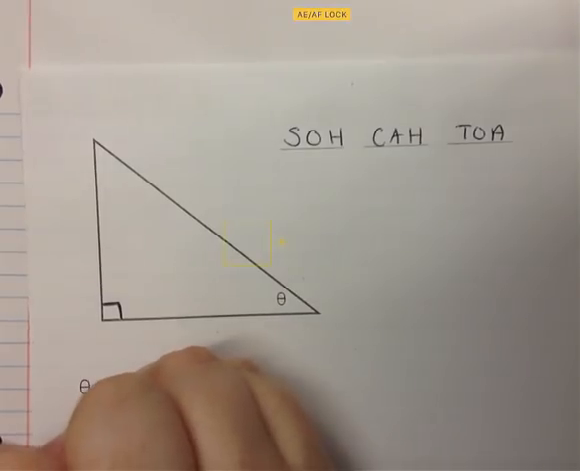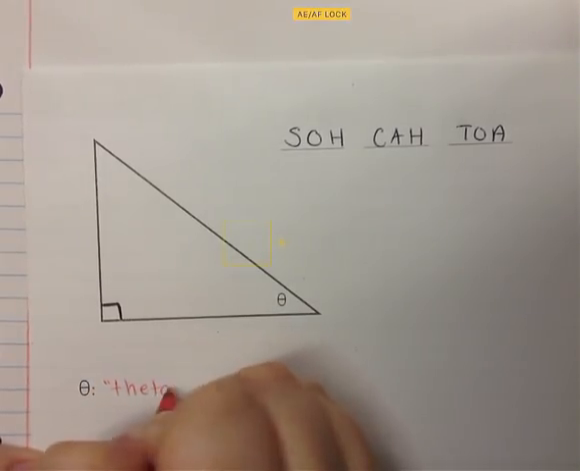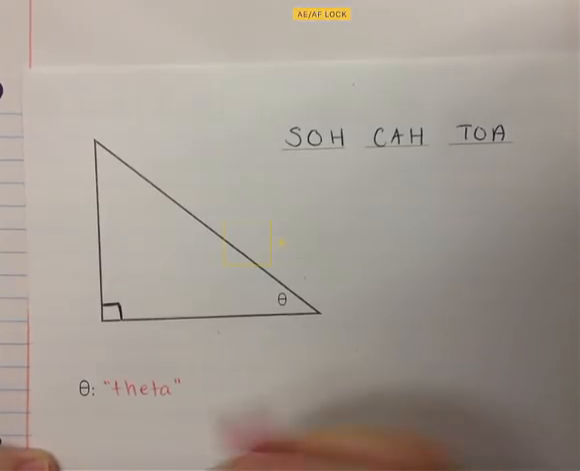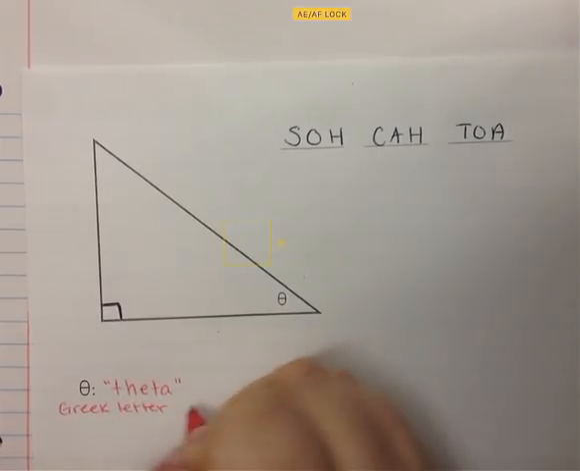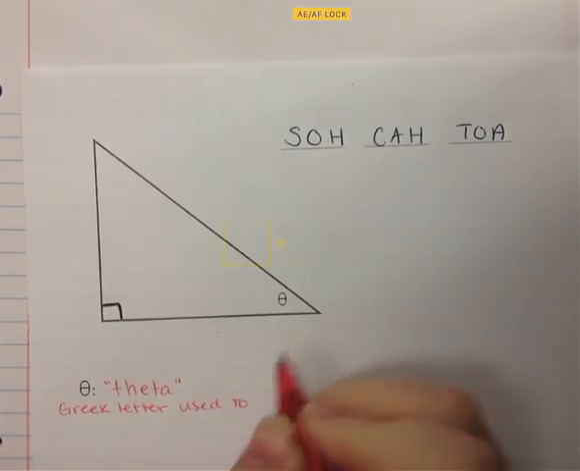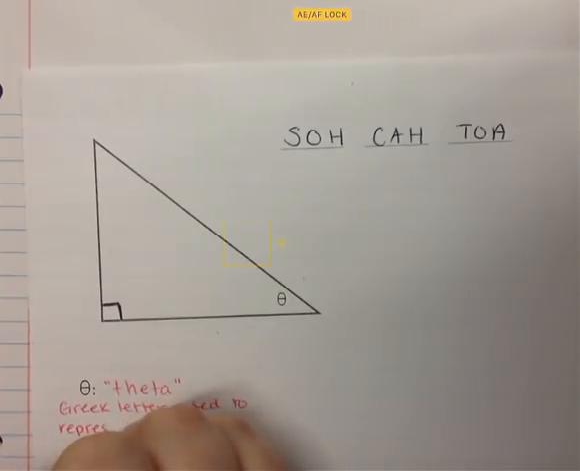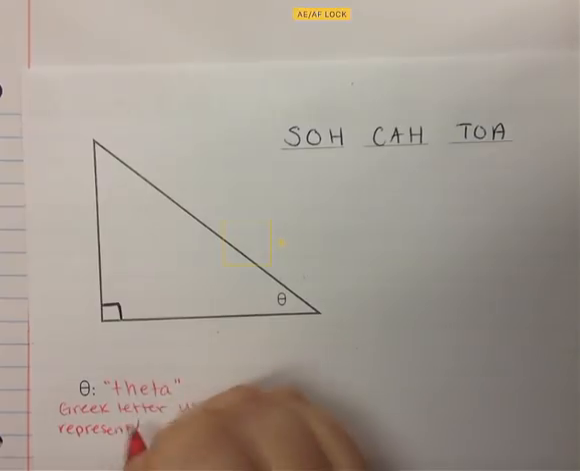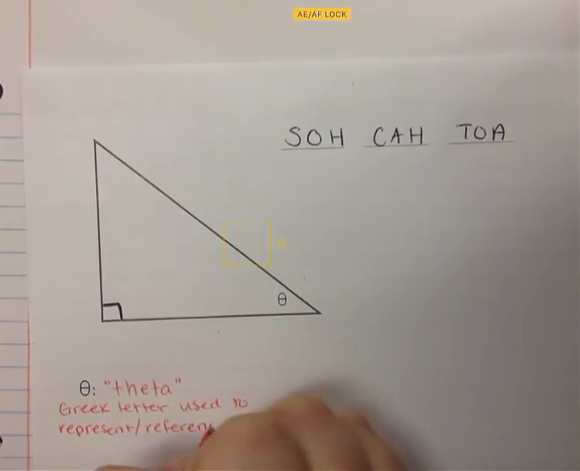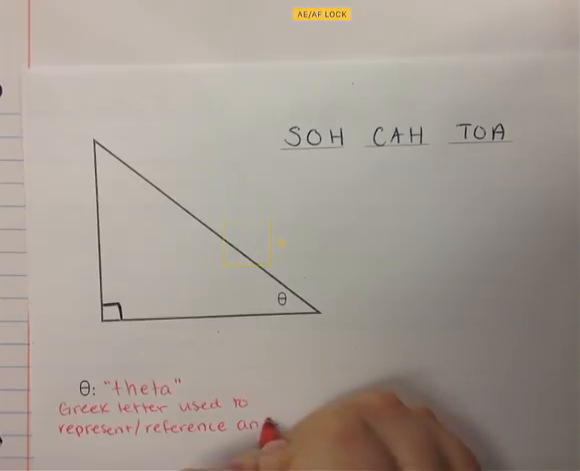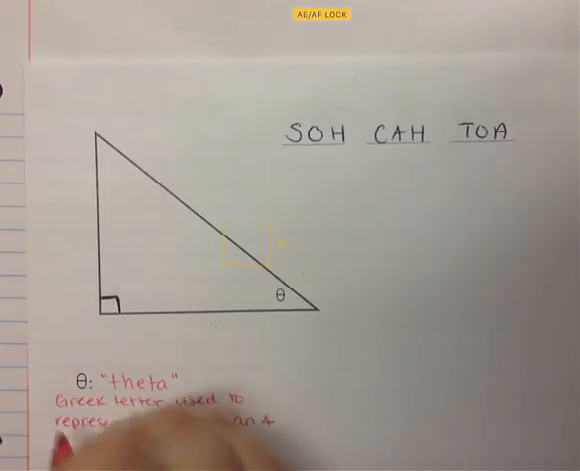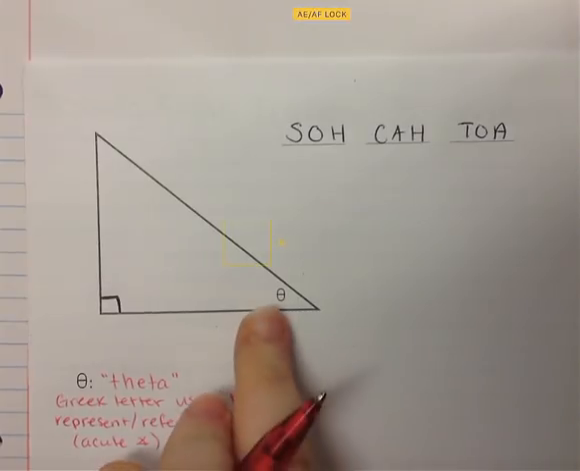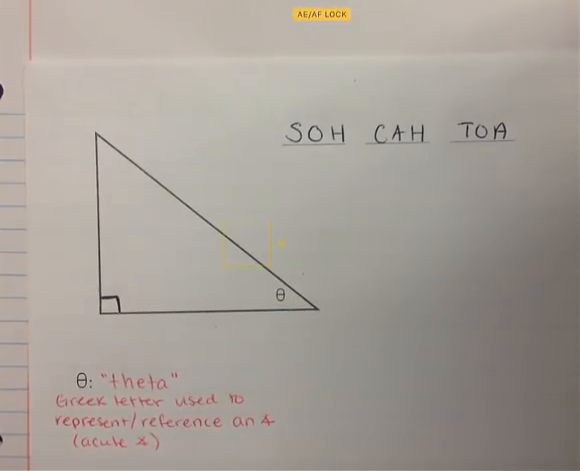Down here we can write out the definition of theta. This is spelled T-H-E-T-A. Theta. This is a Greek letter, and it's used to represent or reference an angle. Now, please understand that this is actually an acute angle. That is our acute angle. Theta is that acute angle.